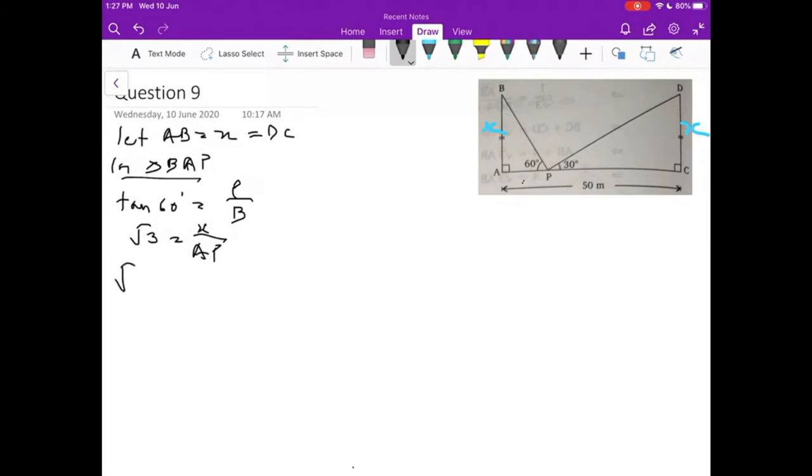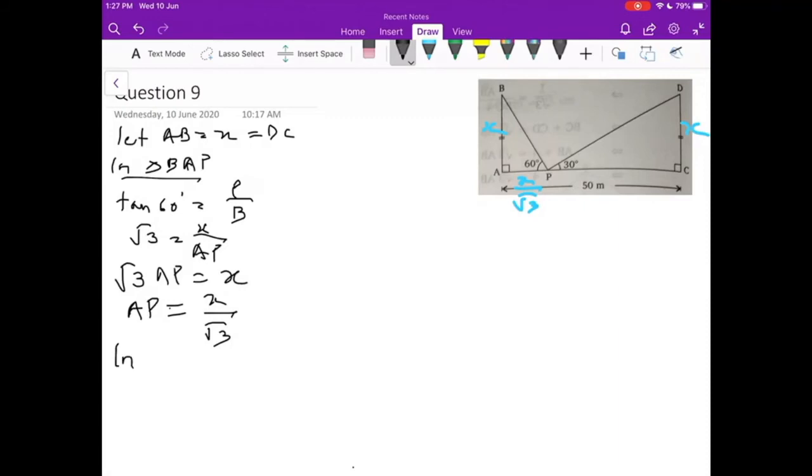Now if you multiply, now see what will be the value of AP. So if I cross multiply, root 3 AP is equal to x. So then your value of AP is equal to x by root 3. This is the value of AP. Now let me write down then what I got, AP. AP I got x by root 3. So let me write down there. So it is x by root 3.